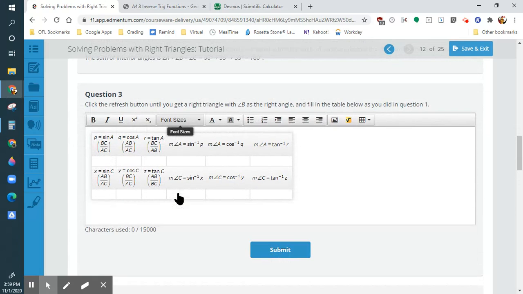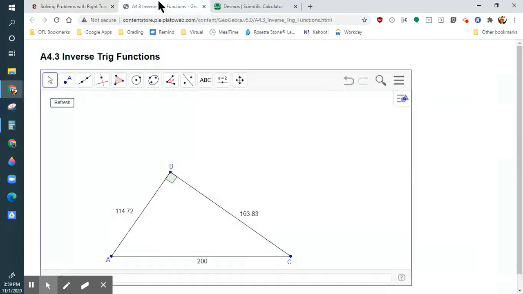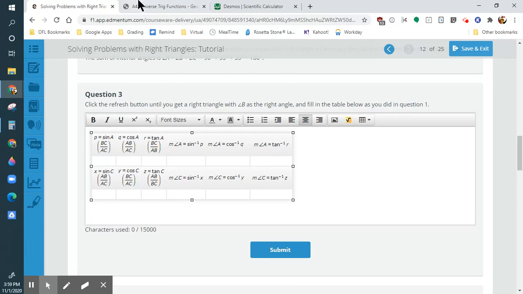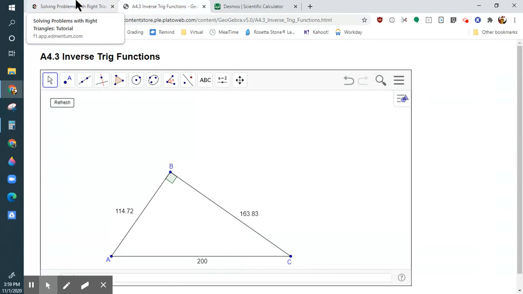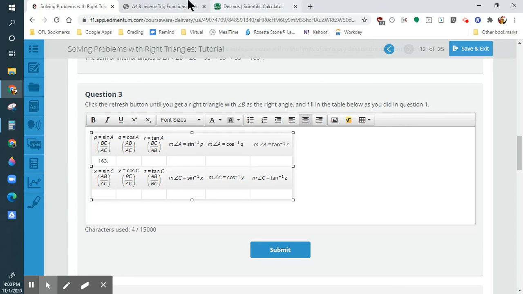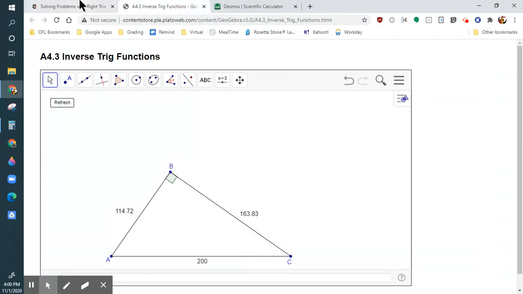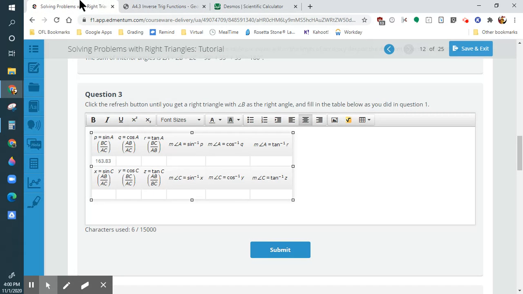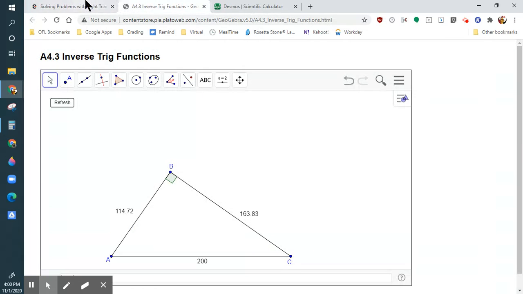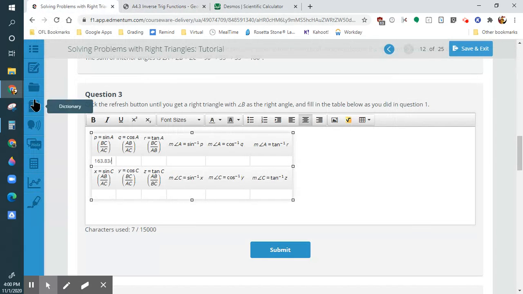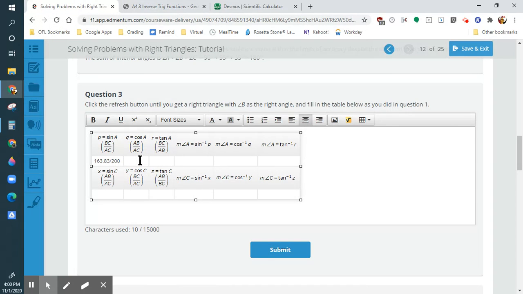All right, guys. So let's knock this out. So BC over AC. I'm just going to type it in the fraction. I'm not going to use the equation editor. I had no idea it was going to be this repetitive. 163.83 over AC. AC is 200. So I know this is over 200.